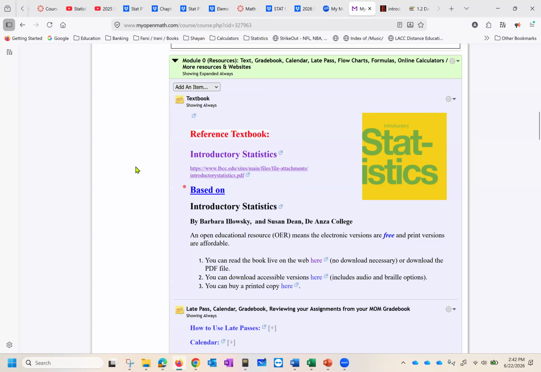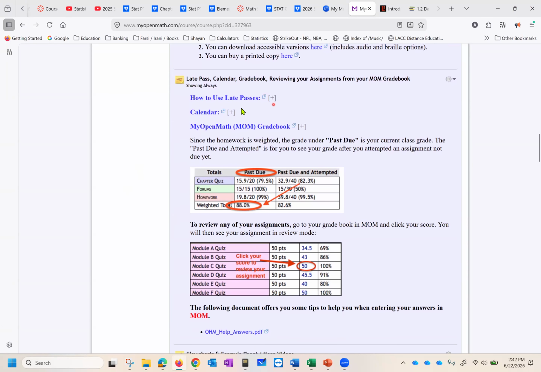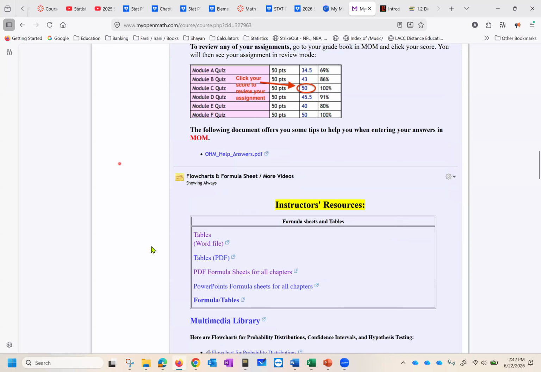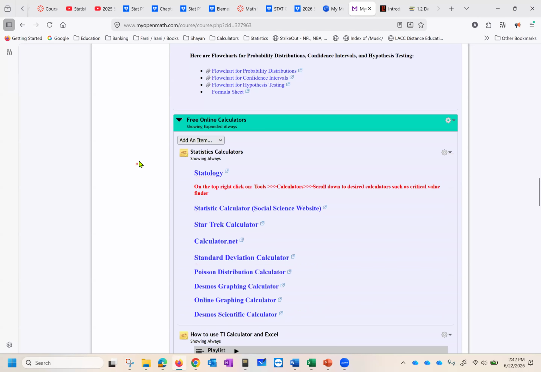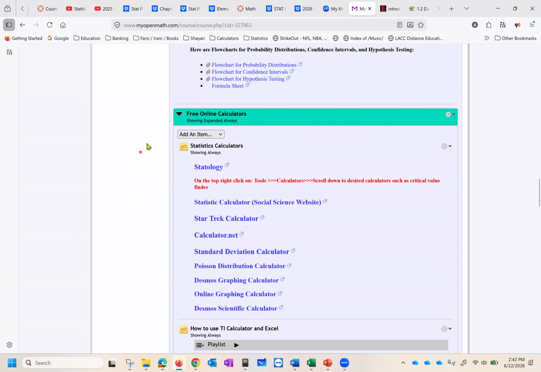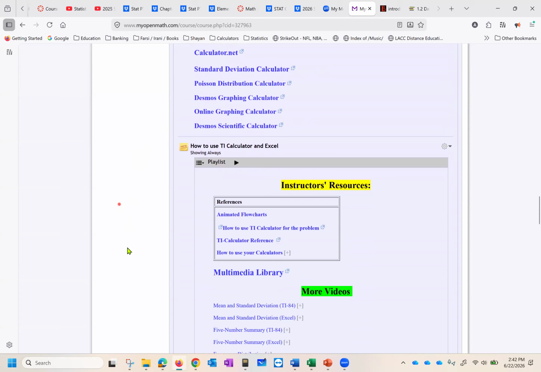So the first one is the textbook, and it says based on what. Then how to use a LinkPass, check your grades. And then after that, you see a flow chart and instructor resources, tables, formula sheets, PowerPoints. Then again, I'll show you a bunch of free online calculators. Mostly you can find the same thing in your syllabus. So again, I highly recommend you check all of them and see which one works the best for you.